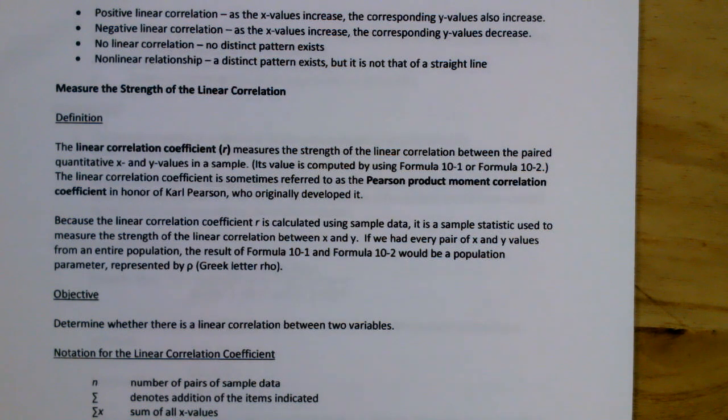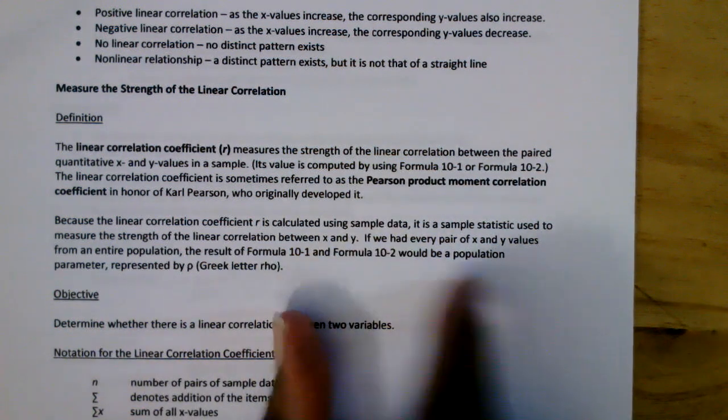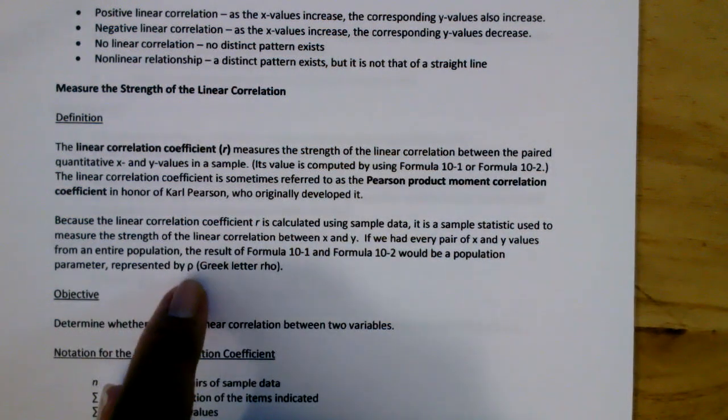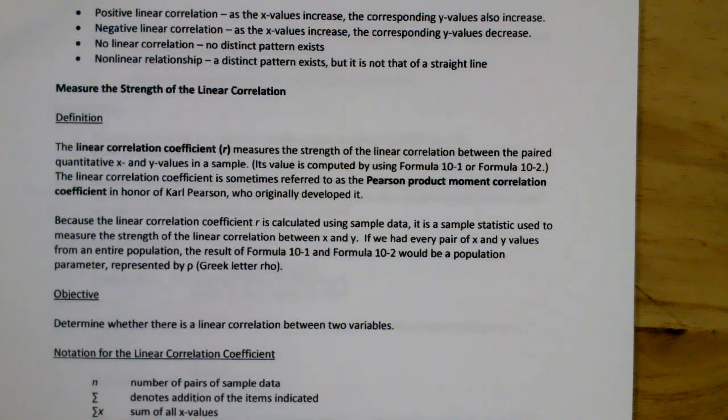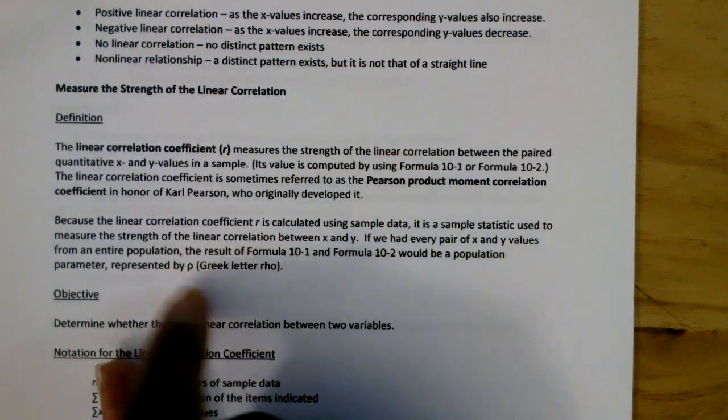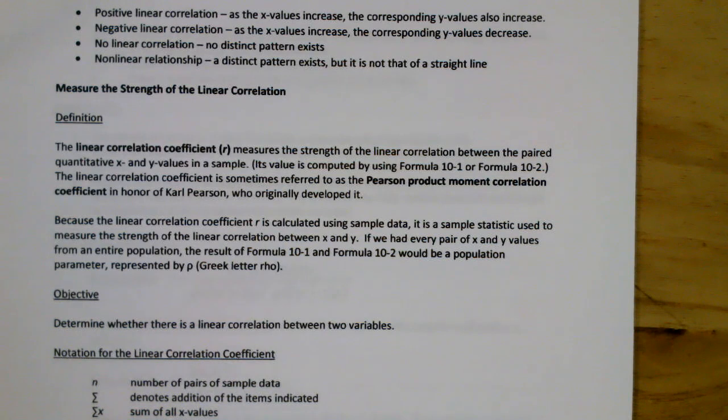Now, because the linear correlation coefficient is calculated using sample data, it is a sample statistic used to measure the strength of a linear correlation between X and Y. Now, if we had every pair of XY values from an entire population, then in this case, we would have a population parameter which is represented by the Greek letter rho. So for a population, it would be the Greek letter rho, but for a sample, it would be lowercase r.